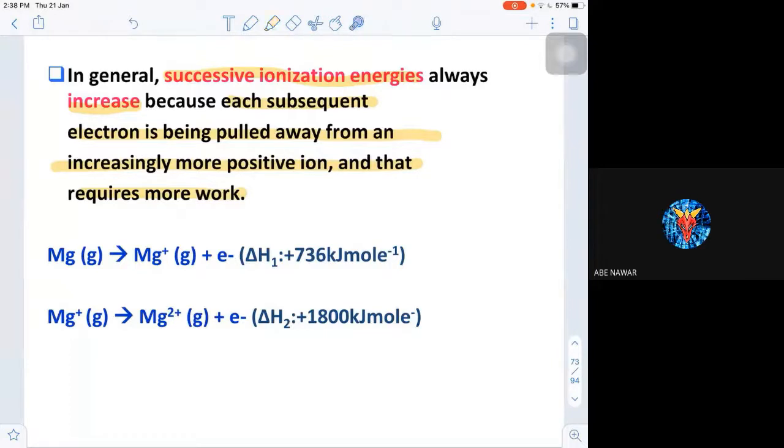As in the example given here, if we remove the first electron of magnesium, it is removed from neutral Mg. But if we remove the second electron in the second IE, it is removed from a positive 1 ion. If we remove the third electron, it is from positive 2. The fourth electron is from positive 3. So the charge of that positive ion keeps on increasing, so it is harder to remove the subsequent electron.